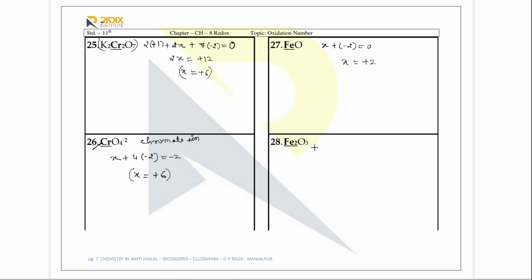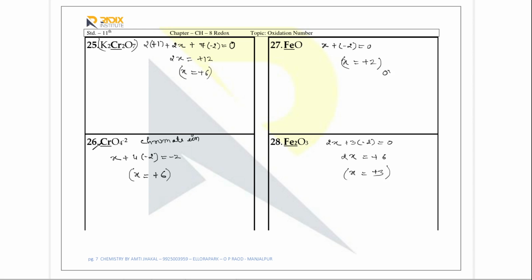And here iron oxidation number X plus 3 into -2 is equal to 0. So 2X is equal to +6. So X is equal to +3. So here iron is forming the oxidation state in +2 oxidation state and +3 oxidation state.